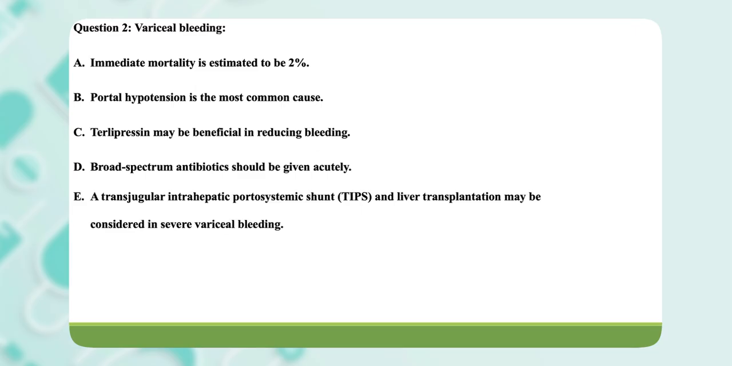Now the next question is on variceal bleeding: immediate mortality estimated 2%. This is also a K-type question. Portal hypertension is the most common cause. Terlipressin may be beneficial in reducing bleeding, broad spectrum antibiotics should be given acutely, and transjugular intrahepatic portosystemic shunt or liver transplant may be considered in severe variceal bleeding.